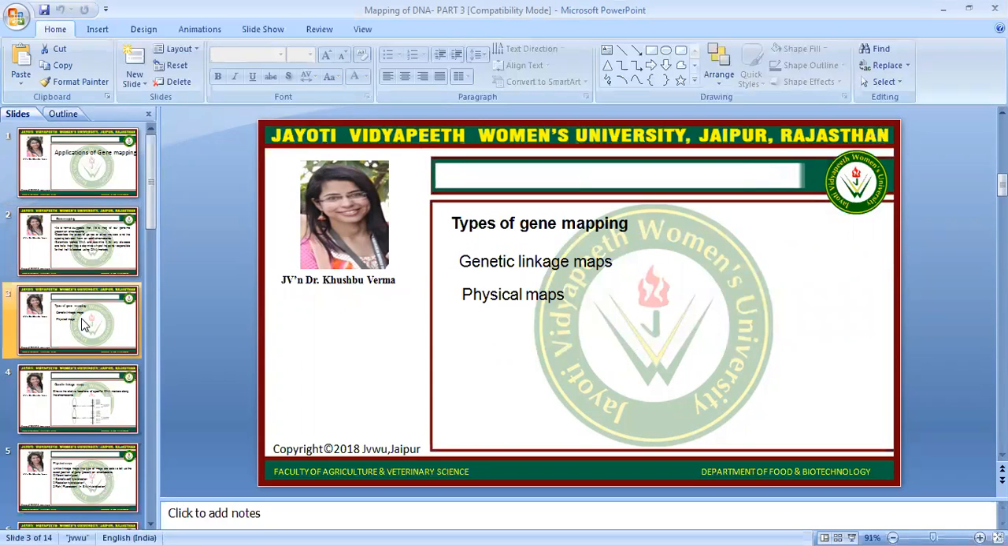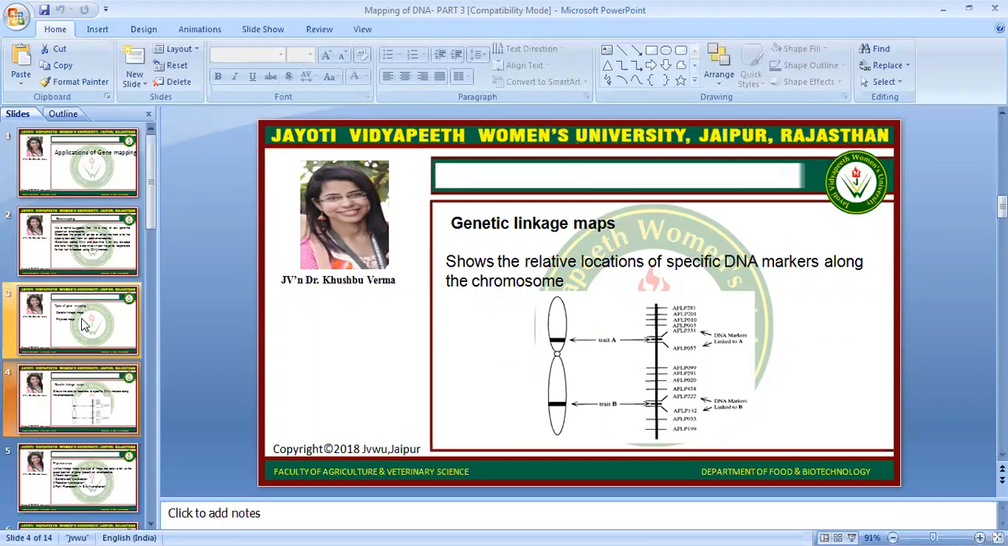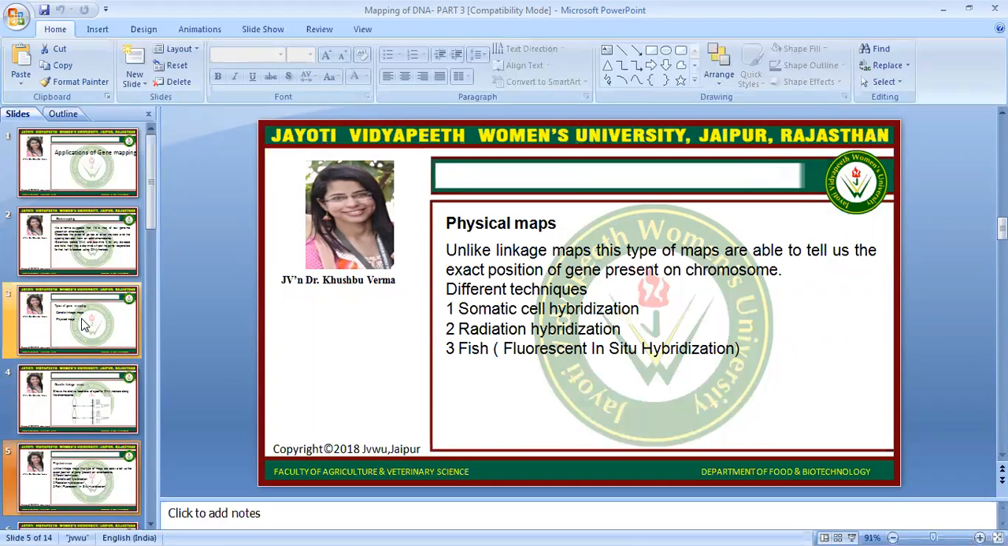There are two types of gene mapping. First is the genetic linkage map and second is the physical map. The genetic linkage map shows the relative locations of specific DNA markers along the chromosome. On the other hand, the physical map, unlike a linkage map, is able to tell us the exact position of a gene on the chromosome. In the physical map, different kinds of techniques are used. First is somatic cell hybridization, second is radiation hybridization, and third is FISH, meaning fluorescent in situ hybridization.